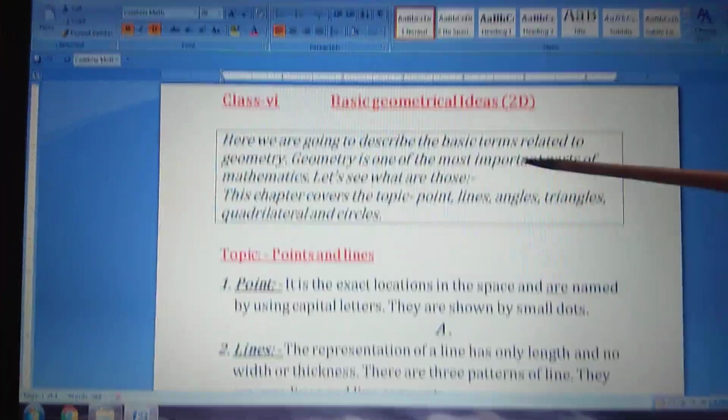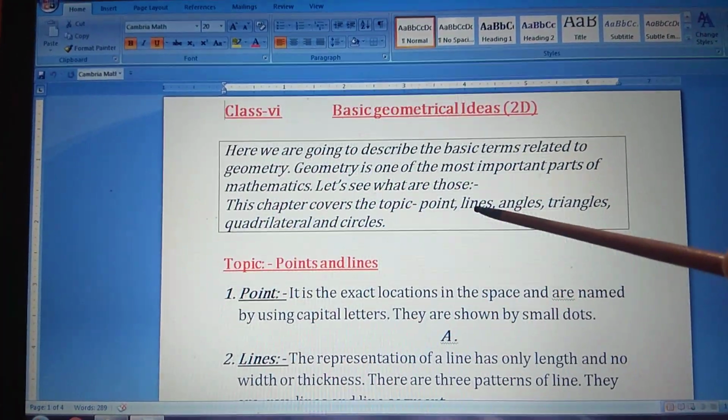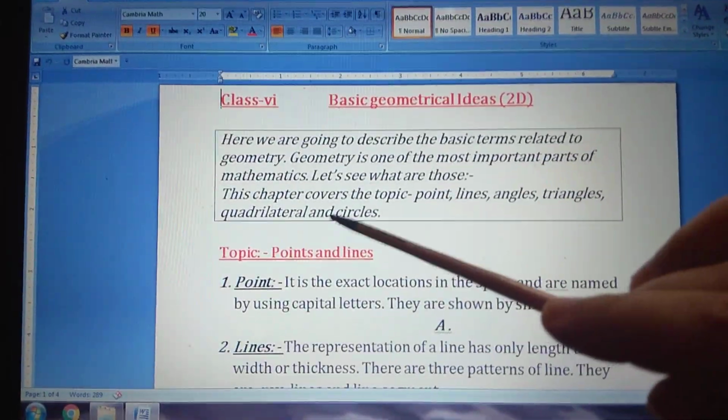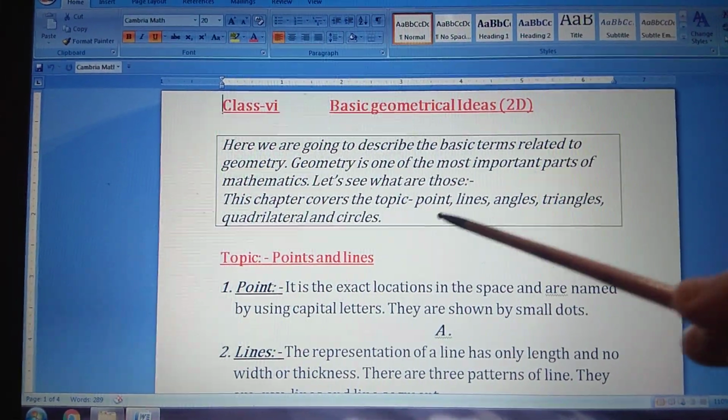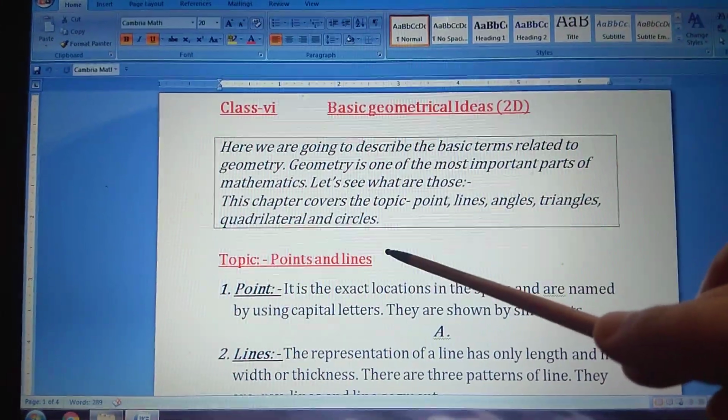Geometry is one of the important parts of mathematics. So let's see what those are. The topics which we will cover are point, lines, angles, triangles, quadrilaterals and circles.